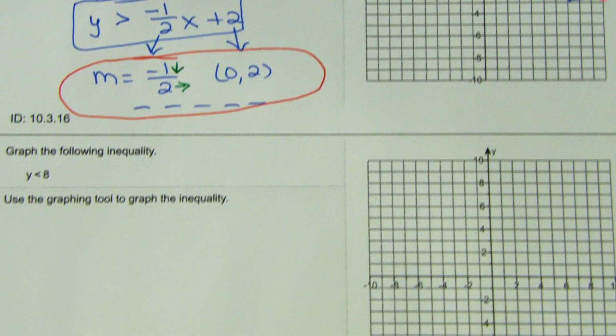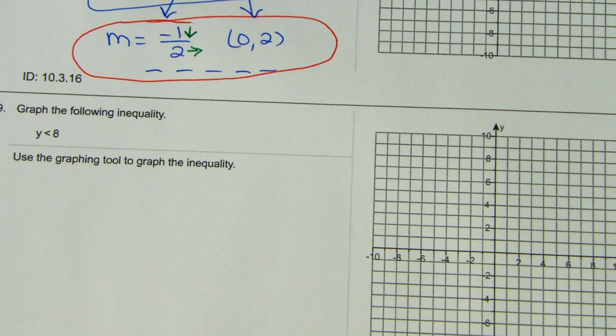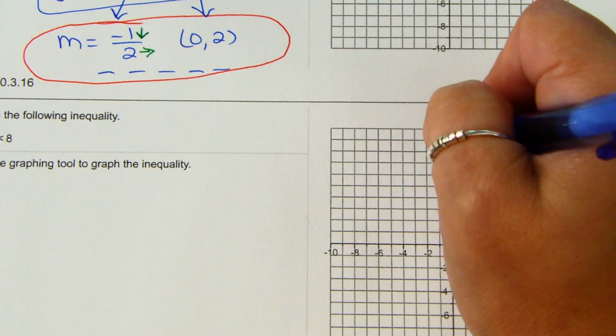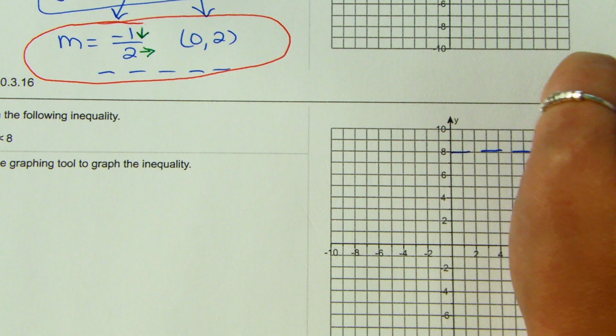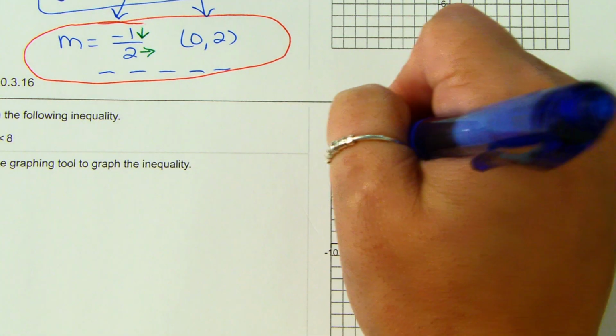And the question is, am I going to shade above that dashed line or below it? It says y is less than 8. So where are my y's less than 8? Are the y numbers down here less than 8, or are the y numbers up here less than 8? Well, the y numbers down here are less than 8. So I would shade the region below the line.